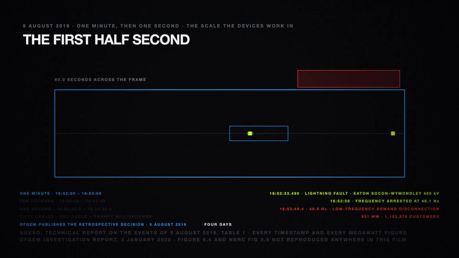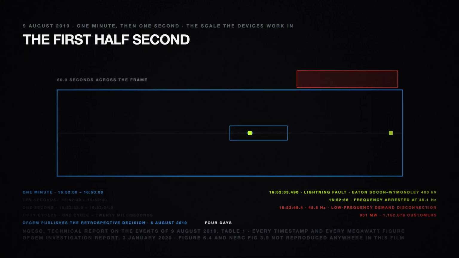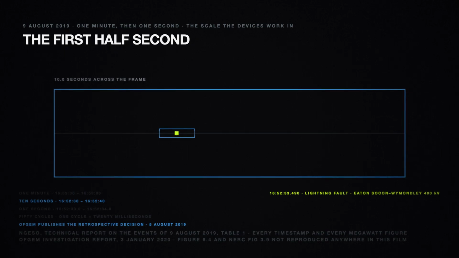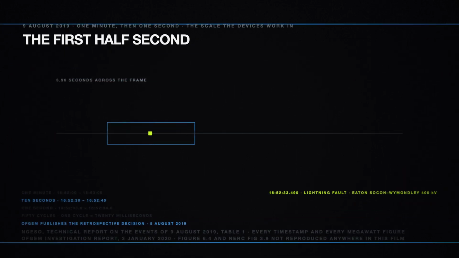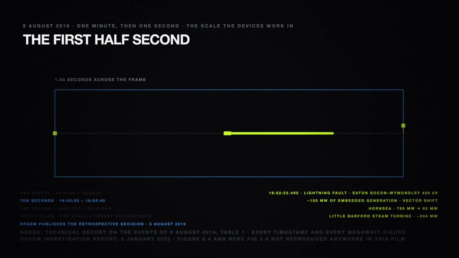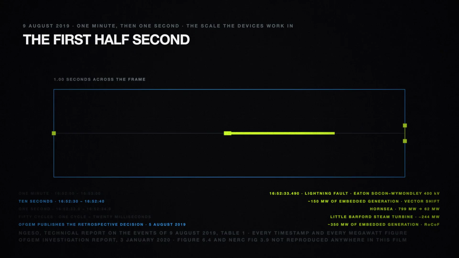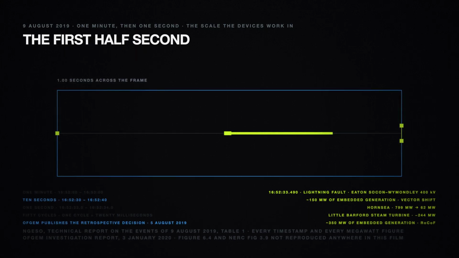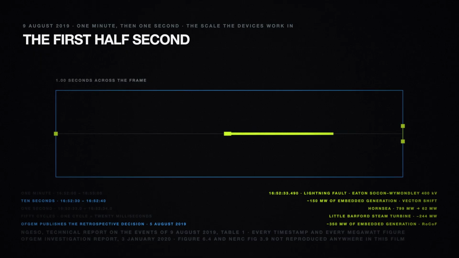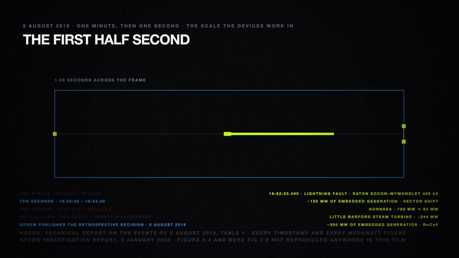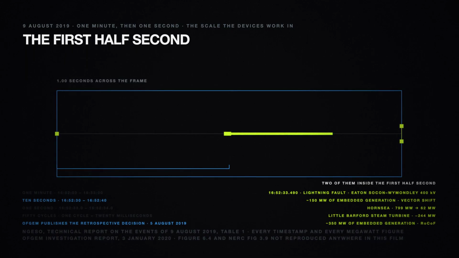931 megawatts. 1,152,878 customers. Go down 1 decade to 10 seconds, and that single event separates into 4. Down another to 1 second, and they separate properly. About 150 megawatts of embedded generation on vector shift. Hornsea, from 799 megawatts to 62. Little Barford steam turbine, 244 megawatts, and about 350 megawatts of embedded generation on rate of change of frequency, the figure the reports print. All 4 are inside 1 second, and the first 2 are inside the first half of it.